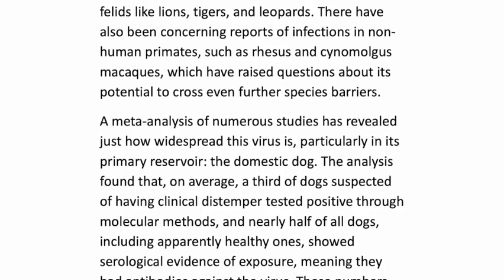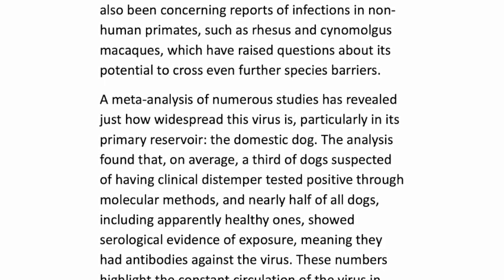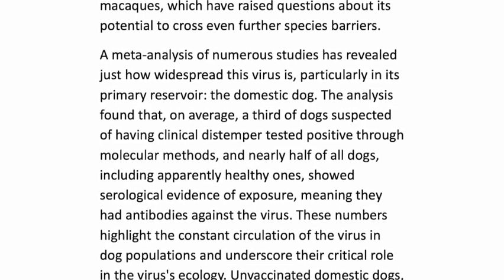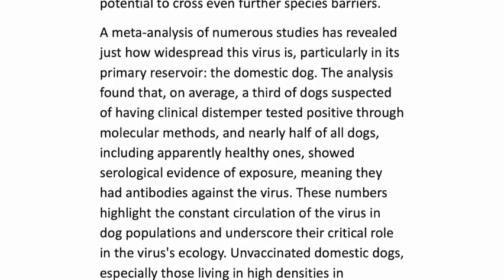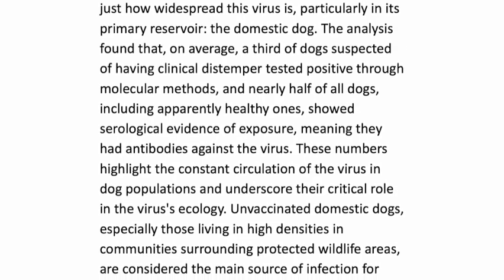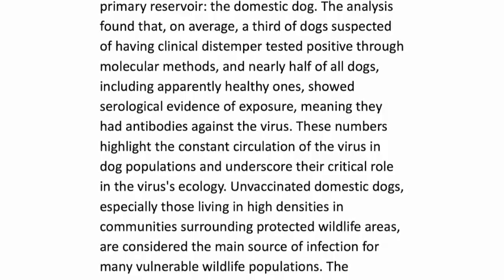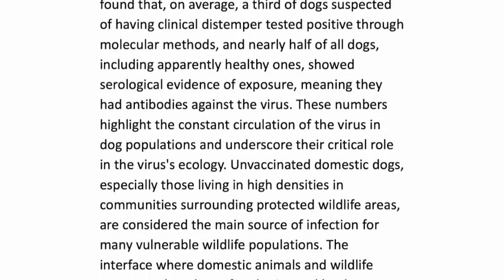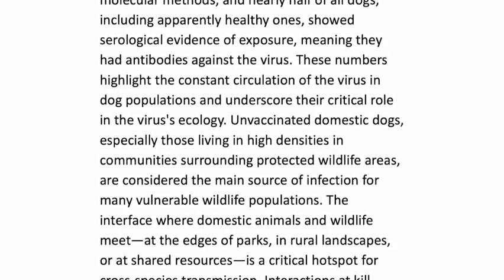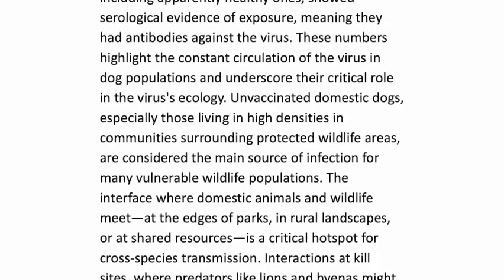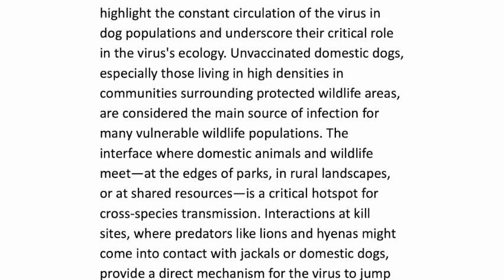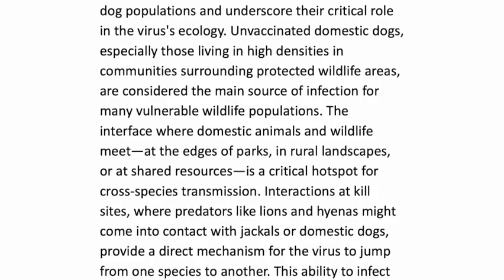A meta-analysis of numerous studies has revealed just how widespread this virus is, particularly in its primary reservoir, the domestic dog. The analysis found that, on average, a third of dogs suspected of having clinical distemper tested positive through molecular methods, and nearly half of all dogs, including apparently healthy ones, showed serological evidence of exposure, meaning they had antibodies against the virus. These numbers highlight the constant circulation of the virus in dog populations and underscore their critical role in the virus's ecology. Unvaccinated domestic dogs, especially those living in high densities in communities surrounding protected wildlife areas, are considered the main source of infection for many vulnerable wildlife populations.